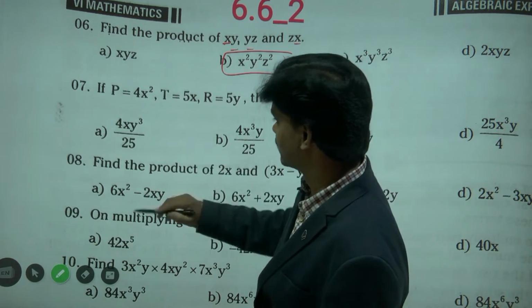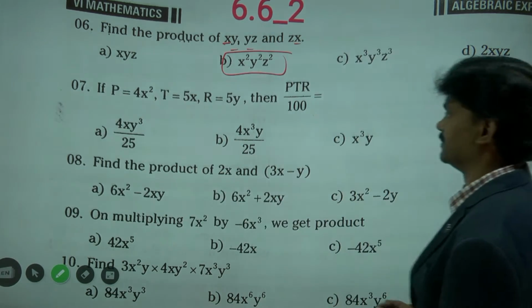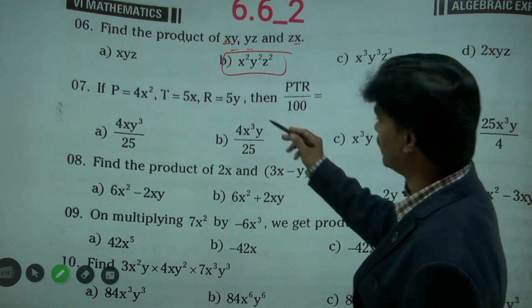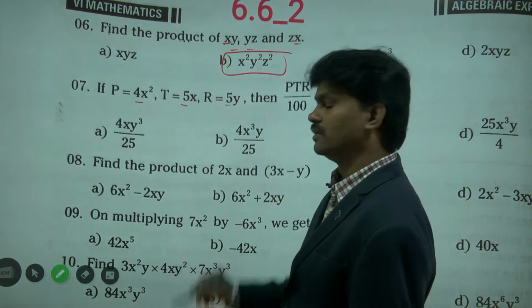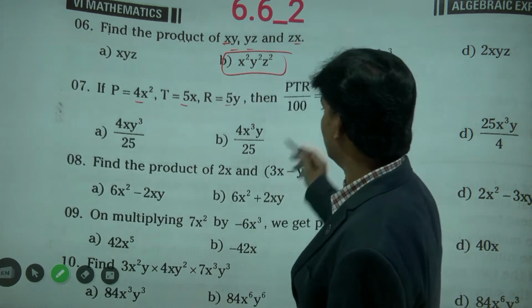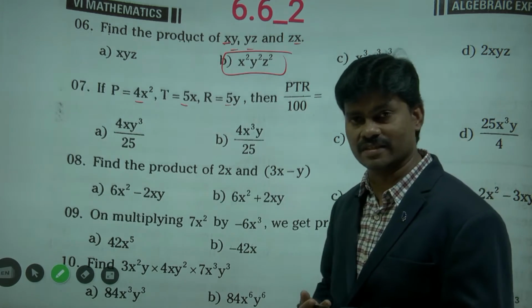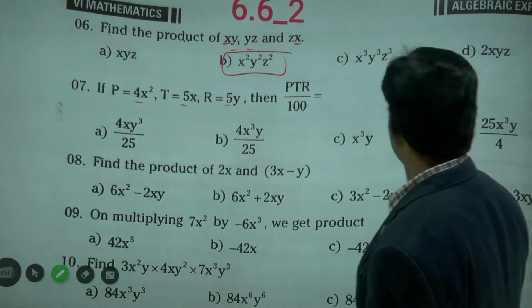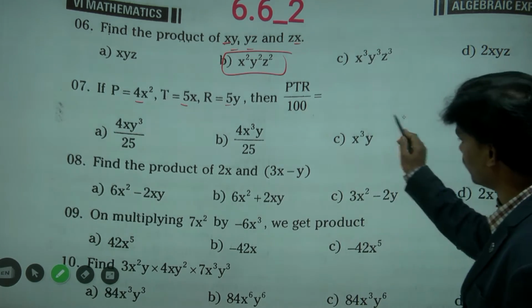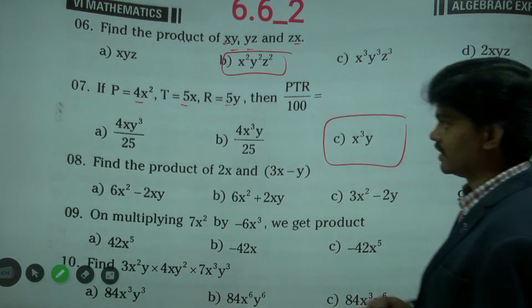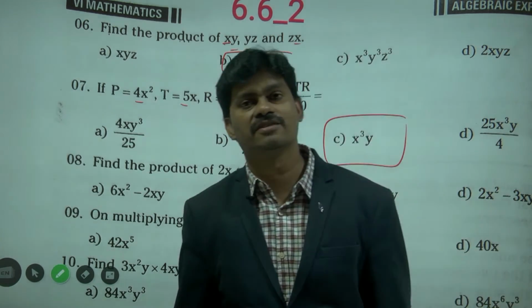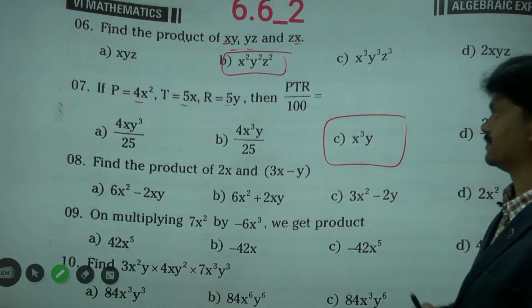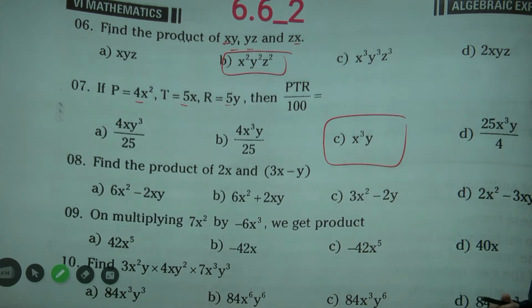And p is equal to 4x square, t is equal to 5x, r is equal to 5y. Just replace the terms and multiply these p, t, r: 4 5s are 20, 20 5s are 100. And in the denominator we have 100, both get cancelled, so there are no numerals. So here, obviously you can go for option C and check it: x square times x times y, x cube y. Please check it.